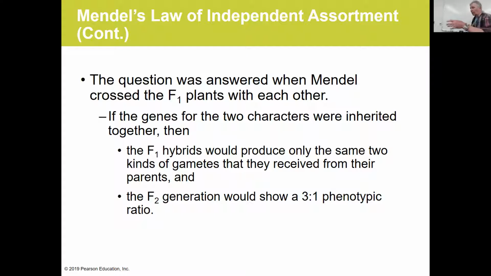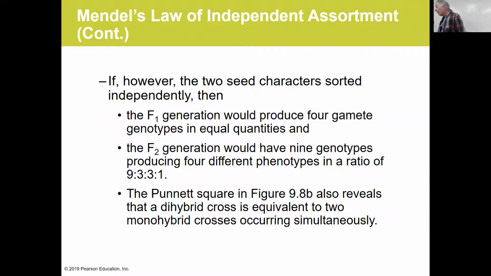So this is the question. We cross the F1 plants with each other, and if the genes for two characters were inherited together, then the F1 hybrids would produce only the same two types of gametes that they received from their parents. And the F2 generation would show this 3-to-1 phenotypic ratio between the two phenotypes, right? If they join together, if we had dependent assortment. If, however, the two seed characters were sorted independently, then the F1 generation would produce 4 different gamete genotypes in equal quantities, and the F2 generation would have 9 genotypes producing 4 different phenotypes in a ratio of 9:3:3:1.